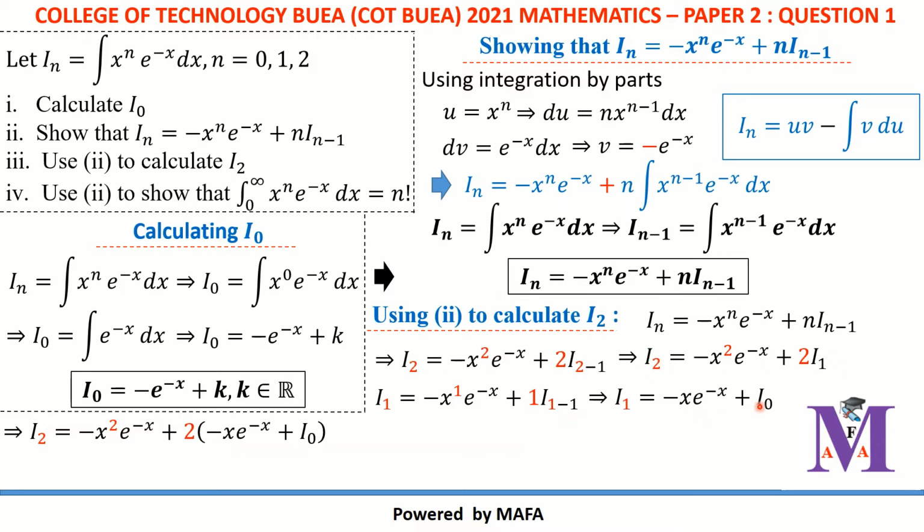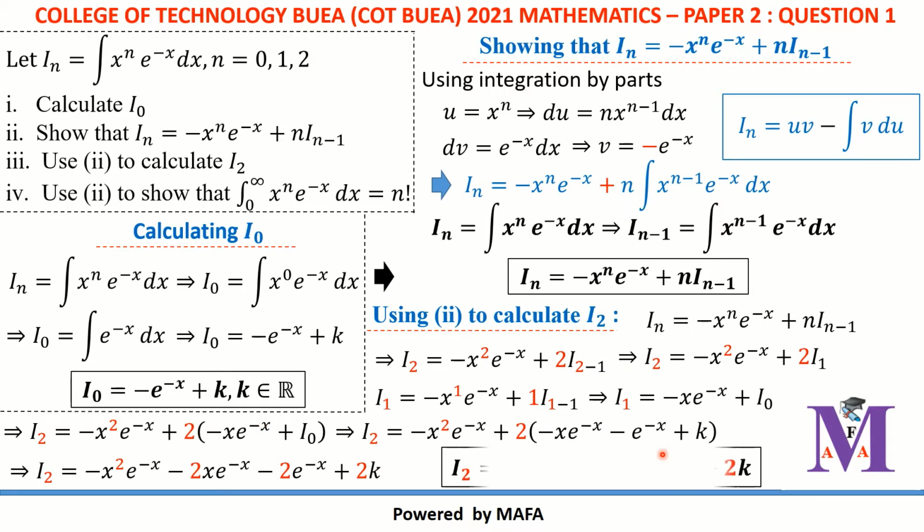Alright, with that said, we can go back and replace I1 to get I2. We come and replace I1 in this expression. So my I2 is equal to negative x squared e to the negative x plus 2 into I1, and this is I1. But we have the value of I0, it is what we calculated in Roman 1 of the equation. It is negative e to the negative x plus a constant of integration. Alright, so I fit that in, and the rest is simplification, and then we simplify to get this. So our I2 is negative e to the negative x into x squared plus 2x plus 2, then plus 2k. Remember that we need to specify that k is a real constant.